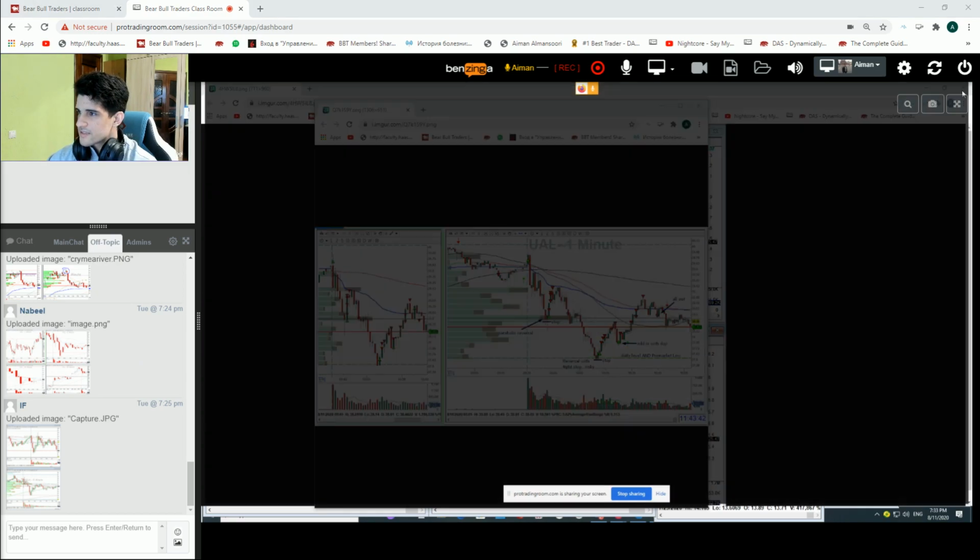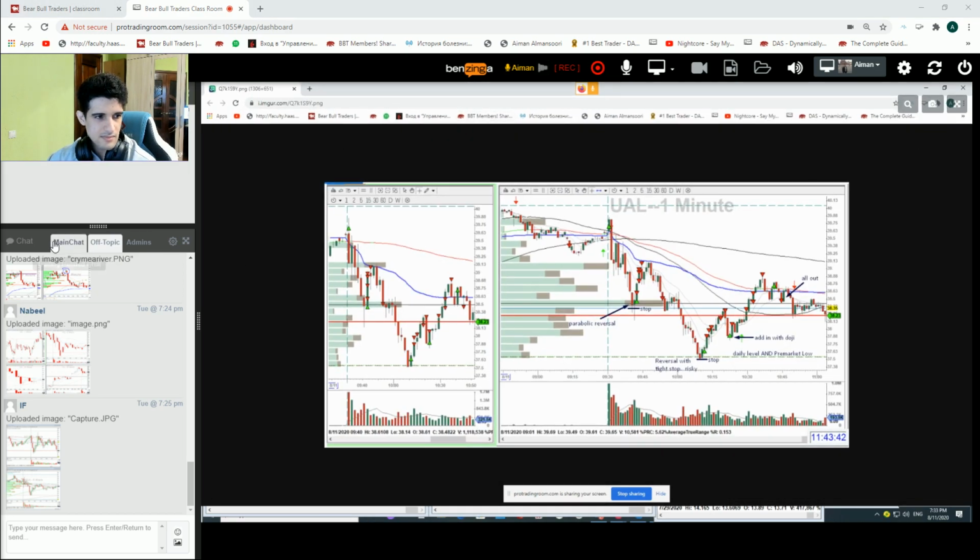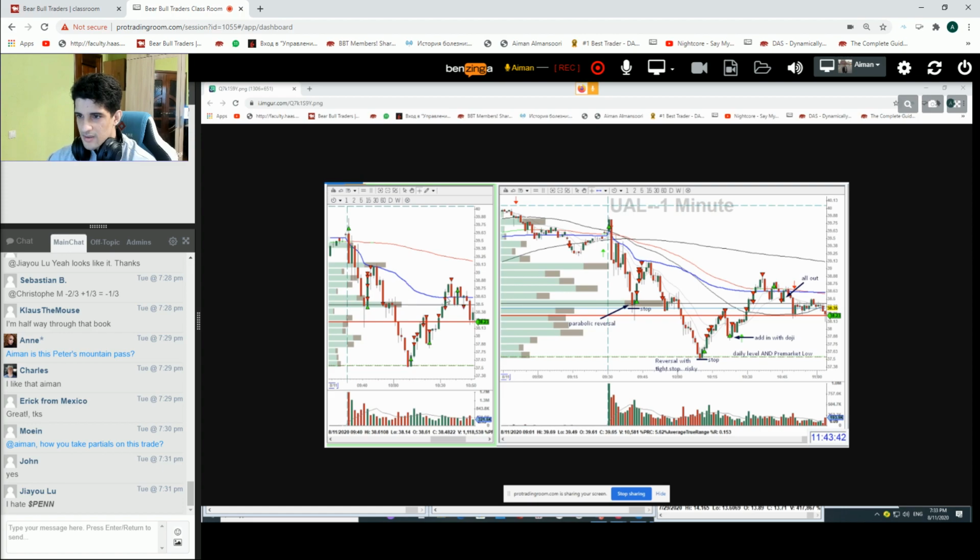Now let's see Charles. Charles traded UAL for a parabolic reversal, right? So the first time you took it in the pre-market to the short side, you get stopped out, which is fine. Then it's dropping down. This is the 1-minute chart, I guess, as well. No, it's not the 1-minute chart. Maybe the 2-minute chart.